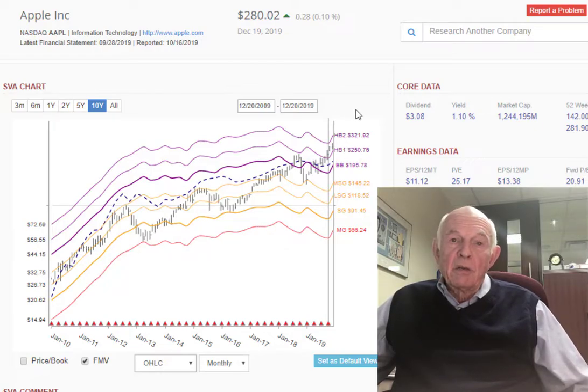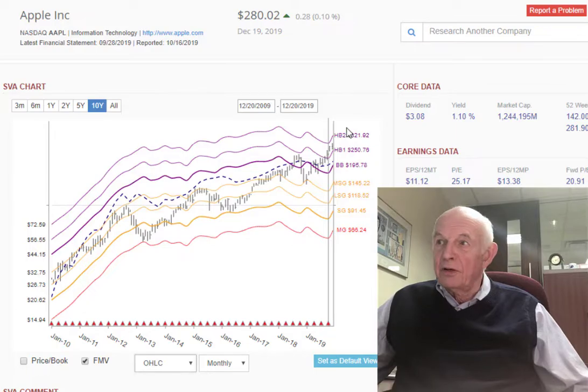However, that hasn't stopped the stock from hitting new highs. Perhaps we're going to get all the way up to the HB2. That would be 12 times its book value. That would be quite a handsome valuation for the company. Hasn't been there for a very, very long time.